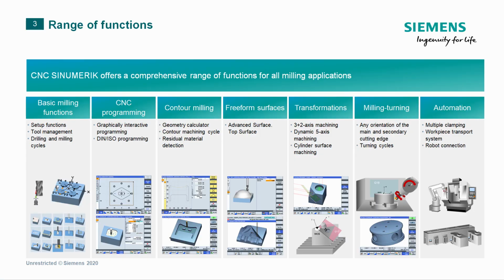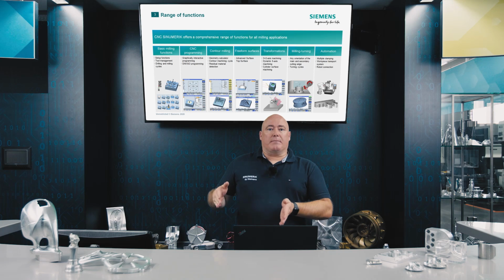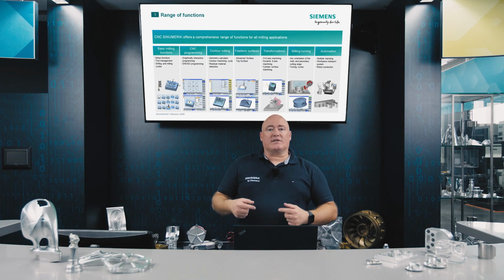The functional scope of the SINUMERIK control provides the best possible solution for all production tasks. This starts with the basic milling functions. It also covers contour applications, including the contour calculator. Then, of course, free-form surfaces and any necessary transformations of the moving special axes. And also the mill-turning applications, which are also a unique selling point. Finally, mass production with robot applications, which ensures maximum efficiency.